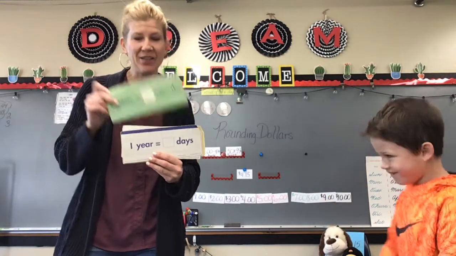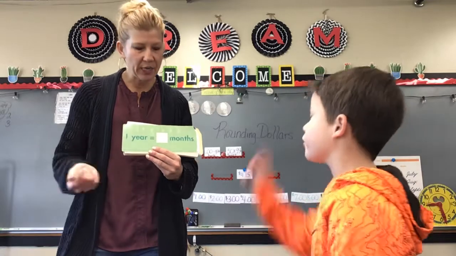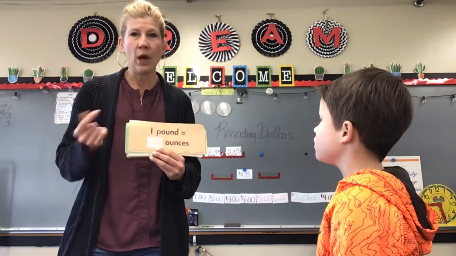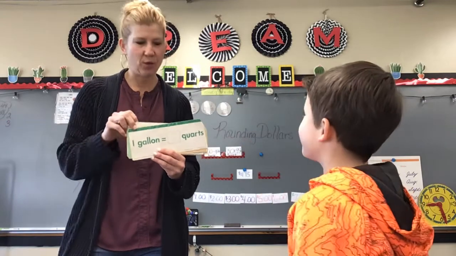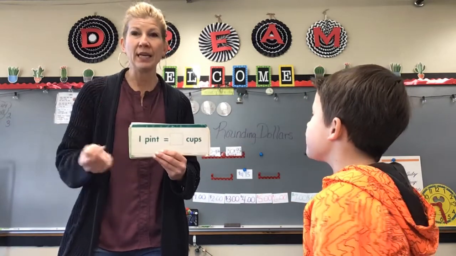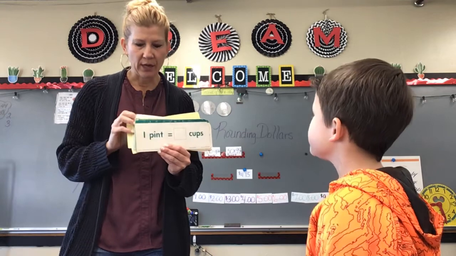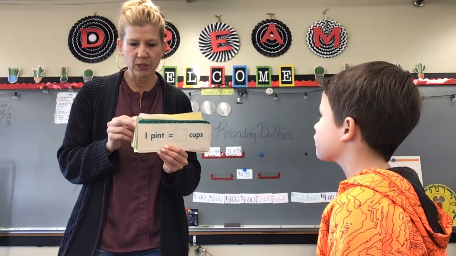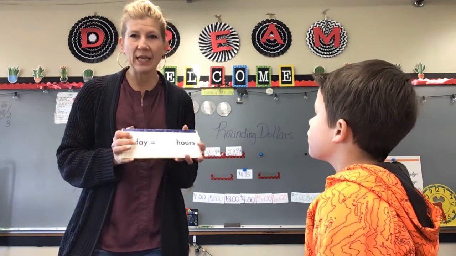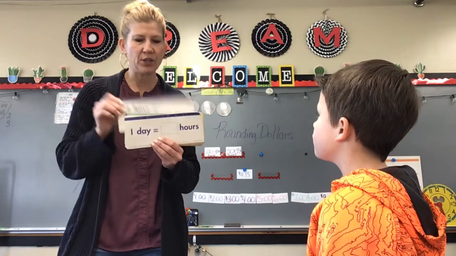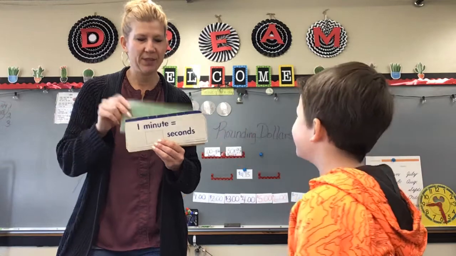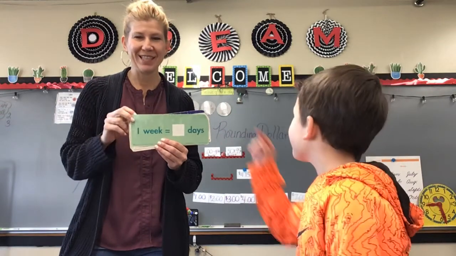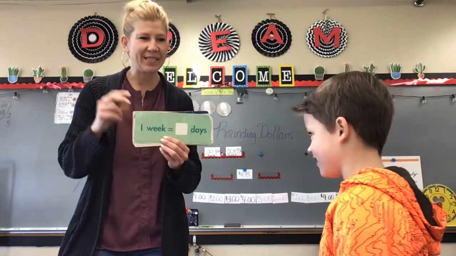365 days. 1 year equals 12 months. 1 pound equals 16 ounces. Good. 1 gallon equals 4 quarts. 1 pint equals 2 cups. All right, let's get into some more. Here we go. 1 day equals 24 hours. 1 hour equals 60 minutes. 1 minute equals 60 seconds. 1 week equals 7 days.